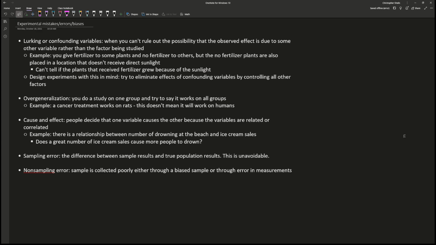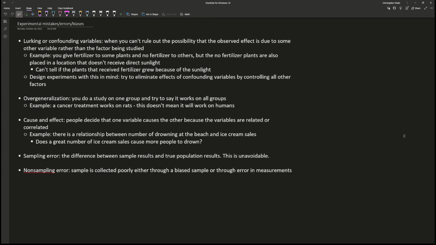We also have sampling error. A sampling error is the difference between the sample results and the true population results. This is unavoidable and results in the fact that samples are going to be different from one another. As an example, if you take a sample of 5 people's heights in your class, you'll get 5 different numbers. If you take another sample of 5 people's heights in your class, you'll get 5 numbers that are probably different from the first 5 numbers.